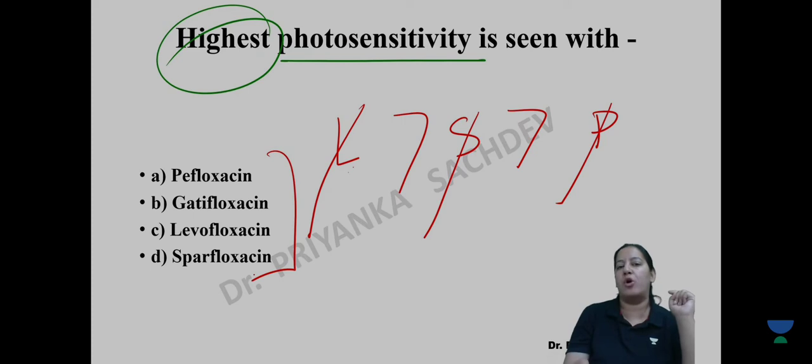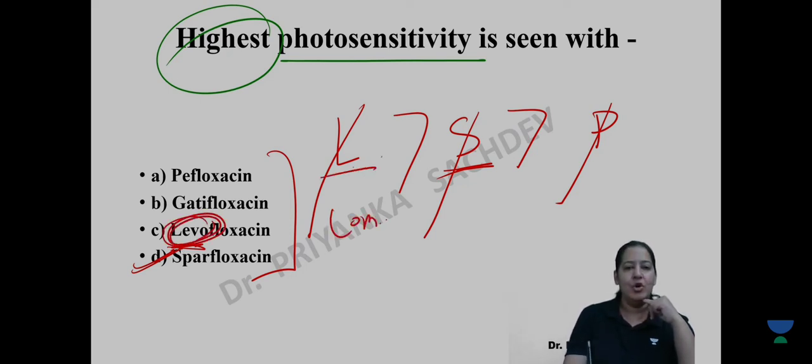Now in the option Lome is not there. L is Levo nahi hai, Lome hai. So S is Spar. So I will go with D. No, you got confused. Kishore, Amar, Sufi, सबने गलती की. L Levo नहीं है. L is Lome. Lome, Spar, P. You got my point?